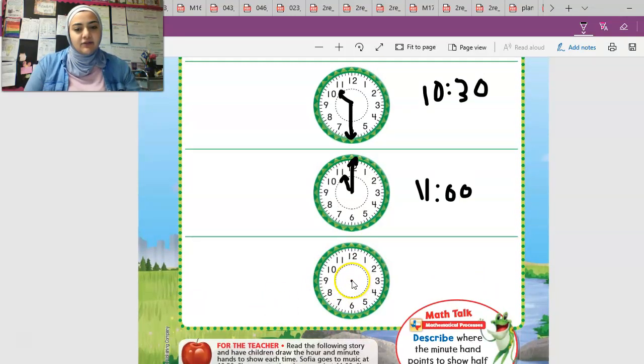So when it's 11:30, the small hand is between the 11 and the 12. And then the big hand, which is the minute hand, is on the 6, which means 30. So here, this clock shows 11:30. The reason it's not between the 10 and the 11 is because 30 minutes after 11 o'clock, it's going to be 12 o'clock. So here, the time is 11:30. Let me show you what I mean when I say that.